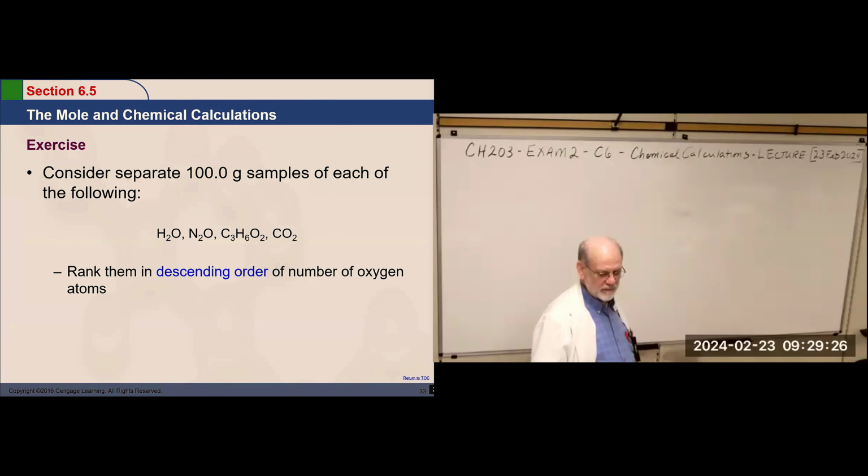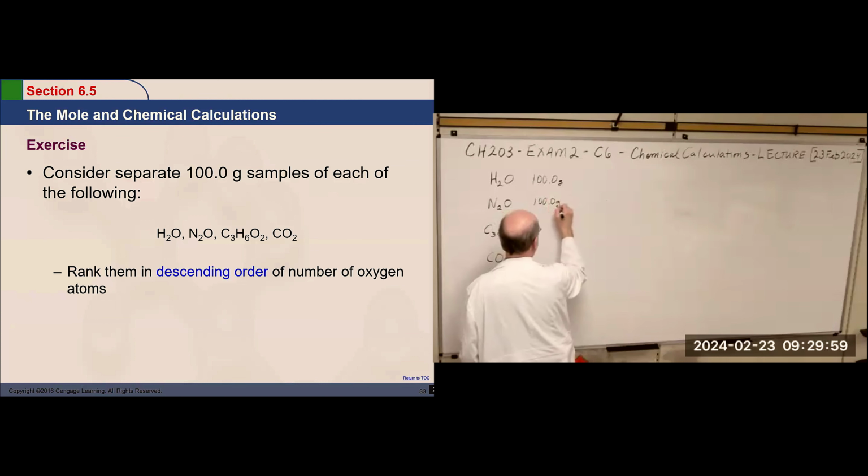What do we have? We got water, laughing gas, C3H6O2. I think that's propionic acid. CO2. One of those fatty acids we all have in our bodies. Okay, we've got 100-gram sample of each, and we're going to convert to the number of oxygen atoms. Starting my assembly line here.